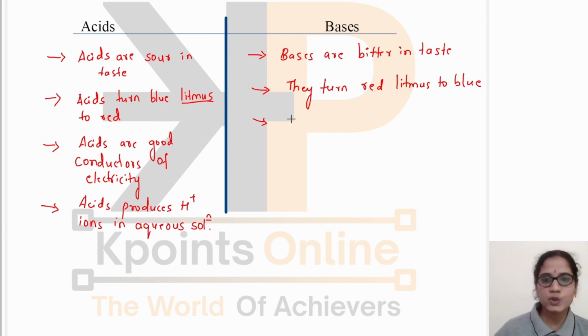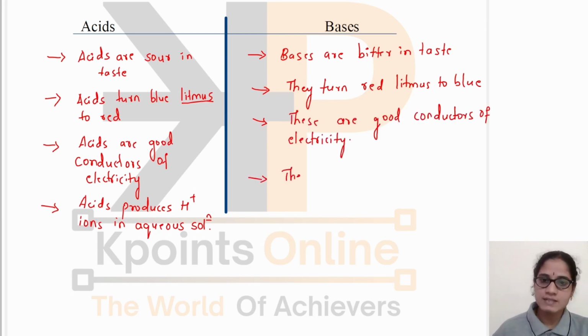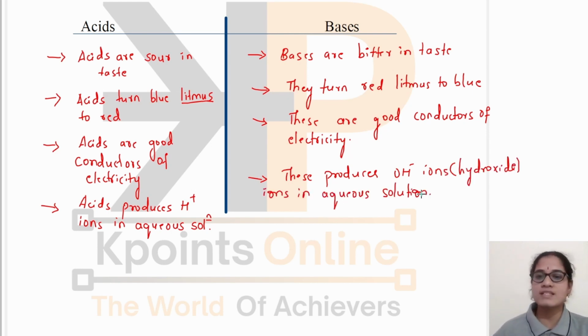Okay. Then these are also good conductors of electricity. Bases produce OH- ions, that is hydroxide ions, in aqueous solution. The characteristic properties of bases are due to this OH- ion, that is hydroxide ions. So what is the reason that they conduct electricity? When they are dissolved in water, they form ions which are responsible for conduction of electricity.